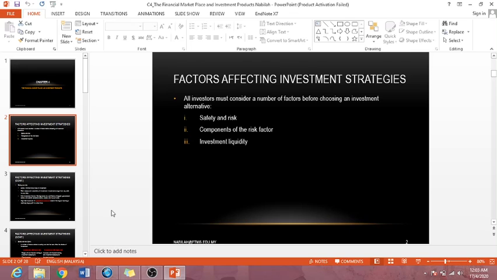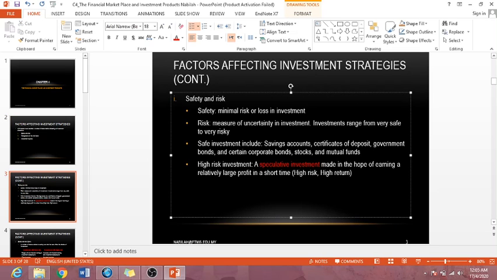About high risk investment, you can say it is a speculative investment. Why do you get involved in high risk investment? Because you have the hope of earning a relatively large profit in a short time. It means high risk, high return. So we call this a speculative investment. You want high return, with the high risk.